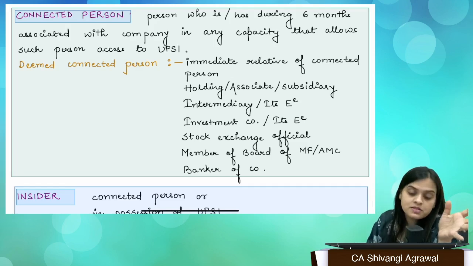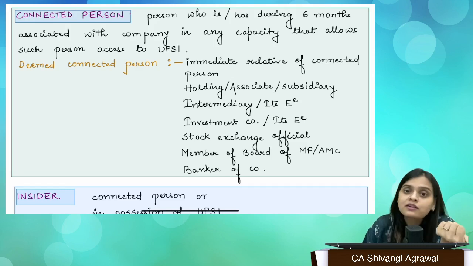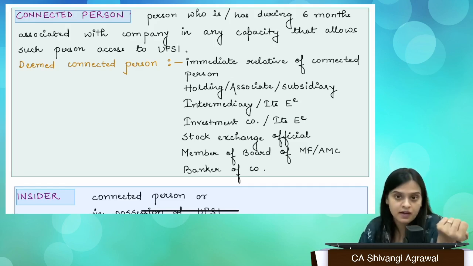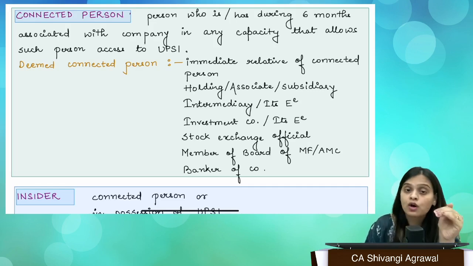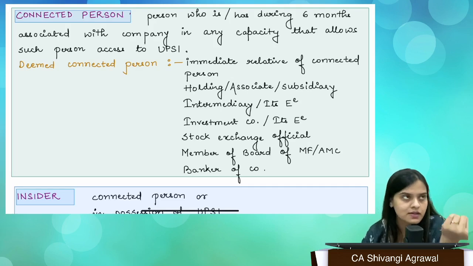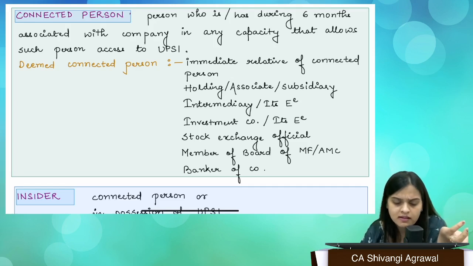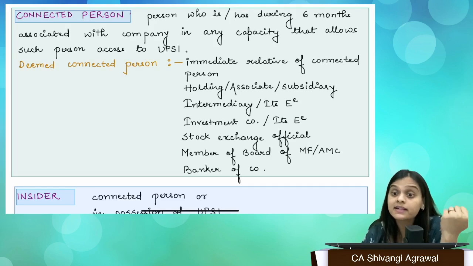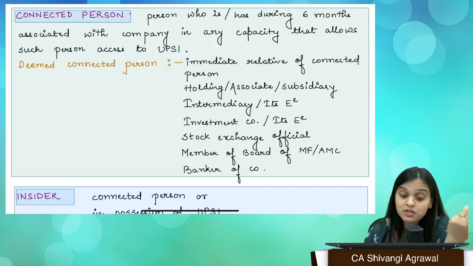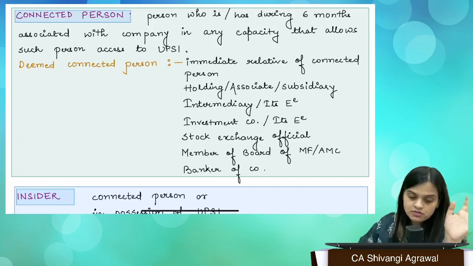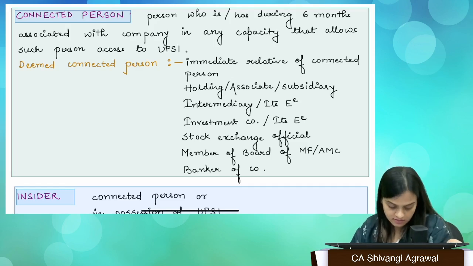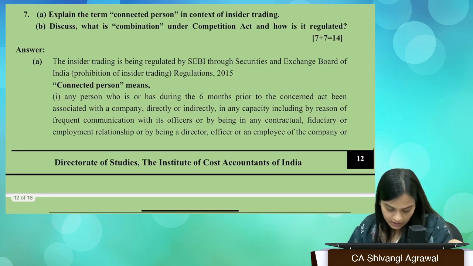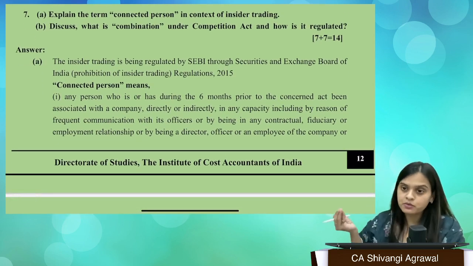Now there are some deemed connected persons, so these persons are considered to be connected person unless something else is established. The banker of the company, member of board of mutual fund, right? Stock exchange official, immediate relative of that connected person, right? What is immediate relative? It is the spouse is covered, parents are covered, sibling, child, right? These are immediate relatives. Holding associate, subsidiary, right? So all these are what? Covered. Okay, intermediary, the employees, investment company, trustee company, right? Clearing house. So all that is covered and they are treated as deemed connected person. Fine. Okay, so you just have to write the definition over here.